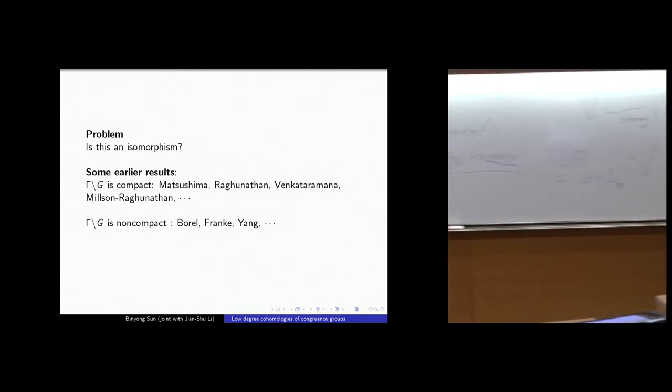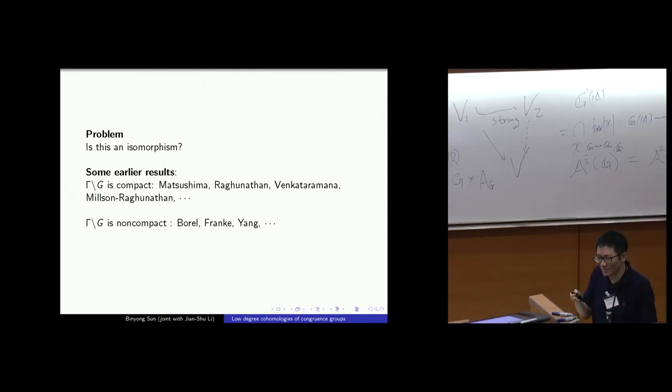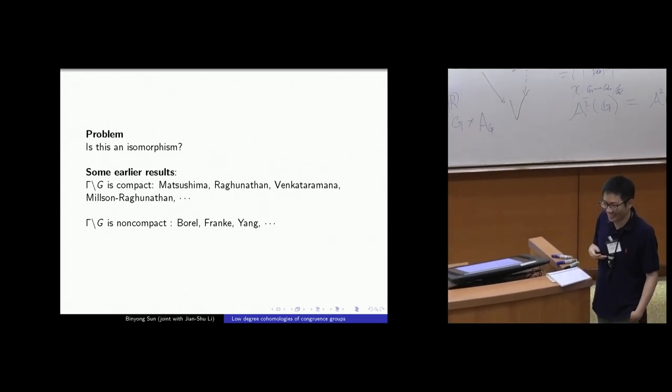For example, in a paper of, he used differential geometry. He proved it by differential geometry, and since G mod gamma is compact, it just relies on unitary representations with non-zero cohomology. But in early years, this theory was not developed well, so you get a weak result.